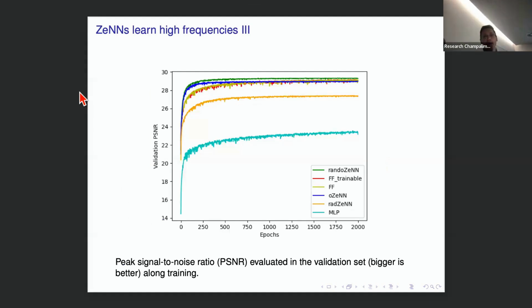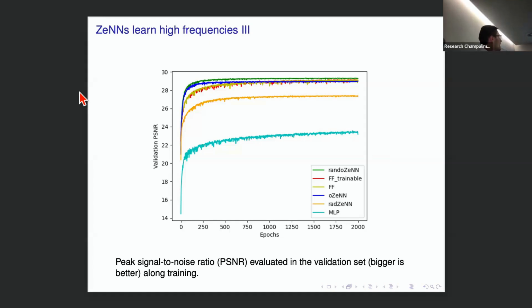Okay, so here is the one that compares the several ZeNNs that we used. This is a picture of the peak signal to noise ratio, so the bigger, the better. It compares different ways of generating ZeNNs in the first layer with another approach to encoding high frequencies, which is the Fourier features technique. There are two types of Fourier features. One is the standard Fourier features, and the other one is a modification that we made to make the frequencies that are chosen trainable. That's the red one.